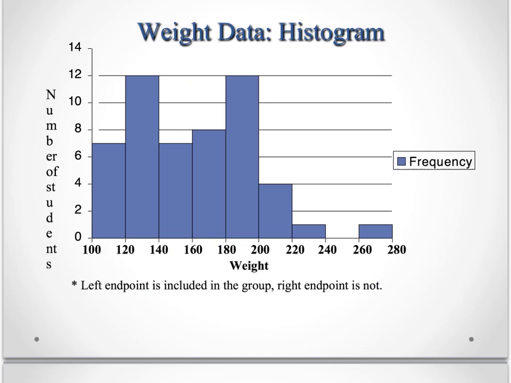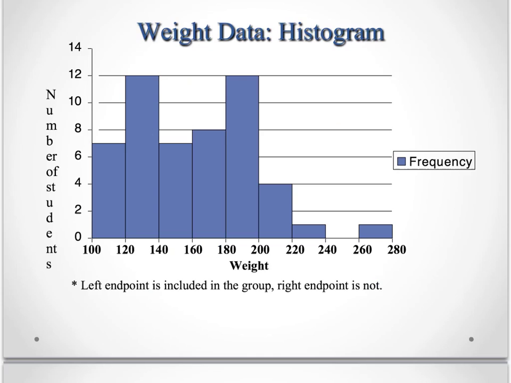Okay, and then what you do is you do a bar that goes up to the frequency. So there were 7 students whose weight was 100 or greater and less than 120. There were 12 students whose weights were between 120 and 140, but not including 140.